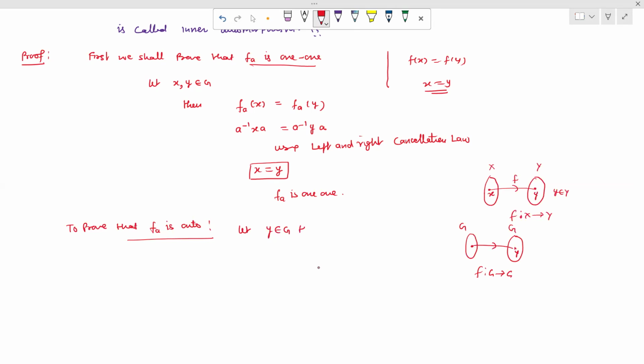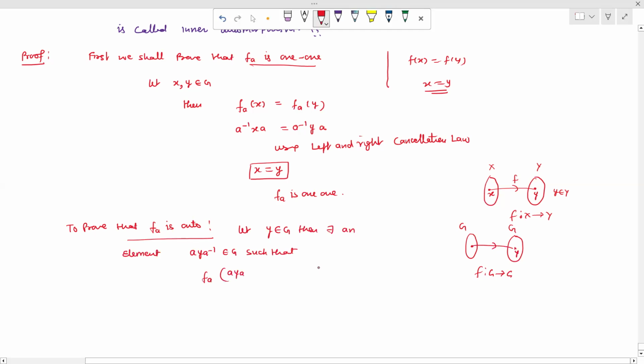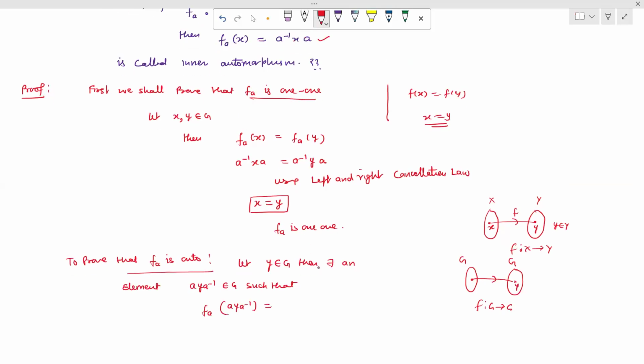So y belongs to G. Then there exists an element, which element belongs to this G? So we can write a y a inverse. a y a inverse belongs to G, such that f_a of a y a inverse. In place of x we put a y a inverse. By the definition, this is a inverse x a. So in place of x we put this: a inverse into a y a inverse, into a.